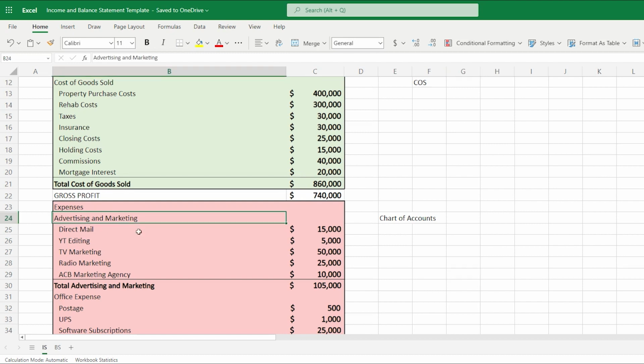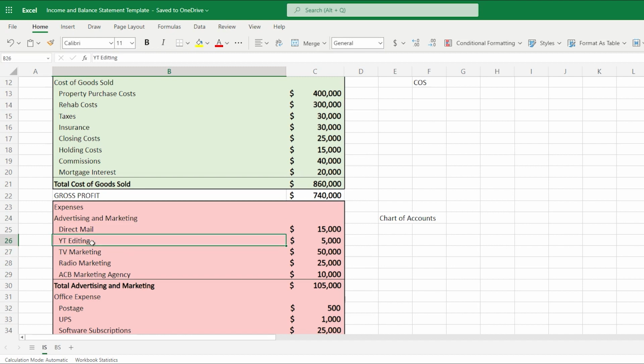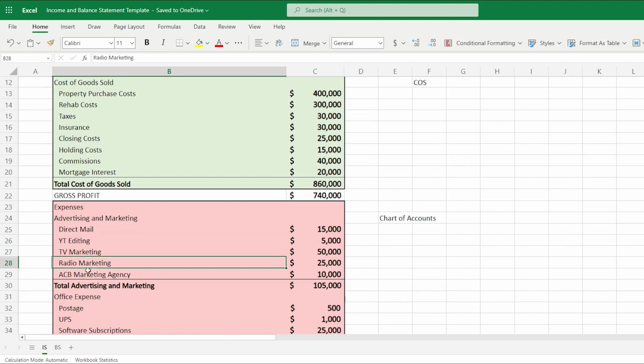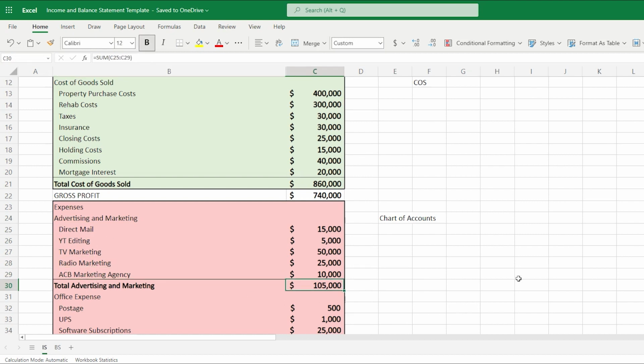Great. Well, I need a whole section for advertising and marketing because now I can break apart all the different types of marketing that I'm using, right? Maybe direct mail. Maybe I got some YouTube in there. Maybe I got some TV marketing, some radios. Maybe I'll just hire a marketing agency, right? Great. Let's break them all apart so we can see our total marketing budget, but we also see how much we spent in each one of these individual categories.